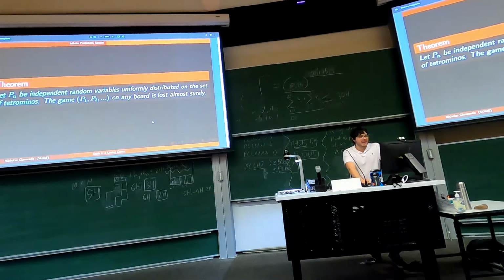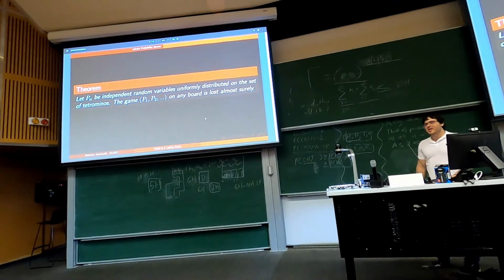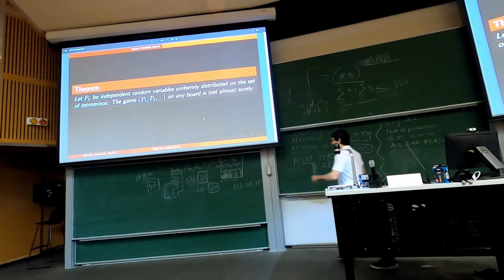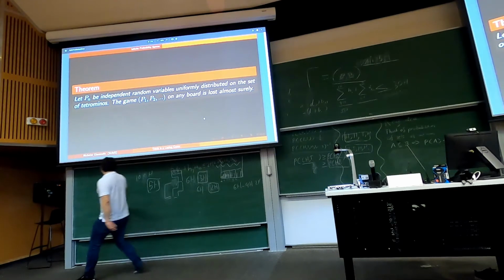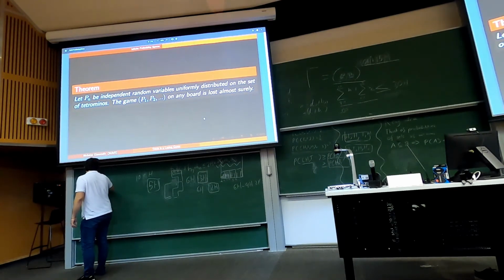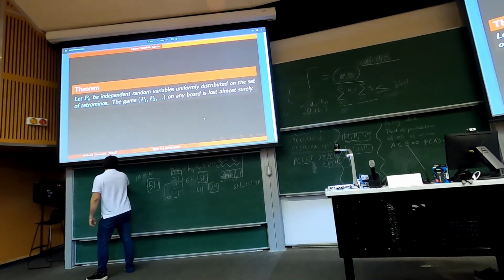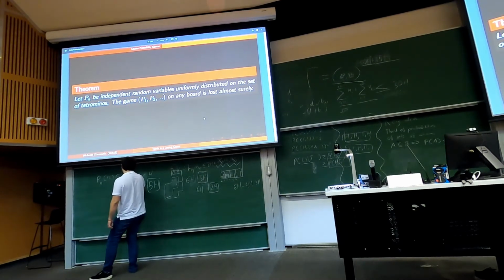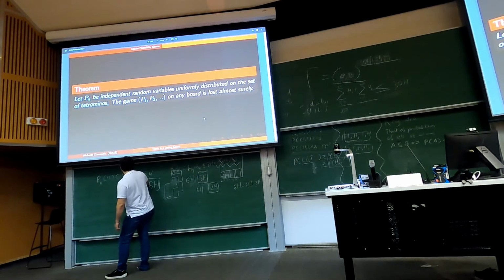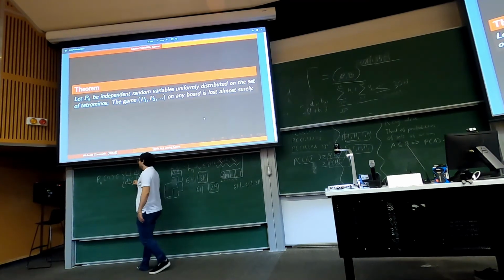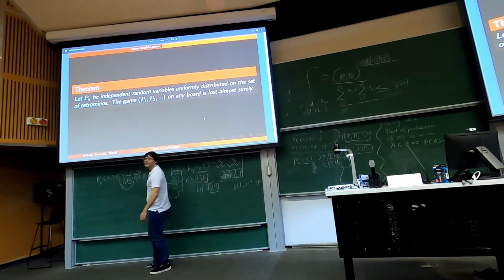So let Pn be independent random variables, sorry for the terminology, uniformly distributed on the set of tetrominoes. So if you remember our set of tetrominoes from earlier, we're going to say that the random variable Pn of omega is going to be in this set of Tetris pieces. So it's going to be a square, these, or one of those, etc. It's going to come randomly from this set.